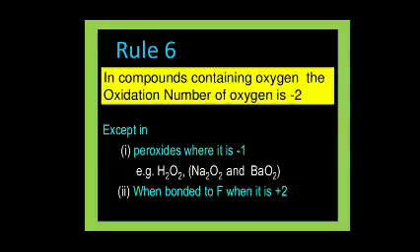In compounds containing oxygen, the oxidation number of oxygen is generally -2. In peroxides, its oxidation number is -1: hydrogen peroxide, sodium peroxide, barium peroxide. Here oxygen oxidation number is -1. In fluorides, its oxidation number is +1 and +2: oxygen difluoride OF2, dioxygen difluoride O2F2.